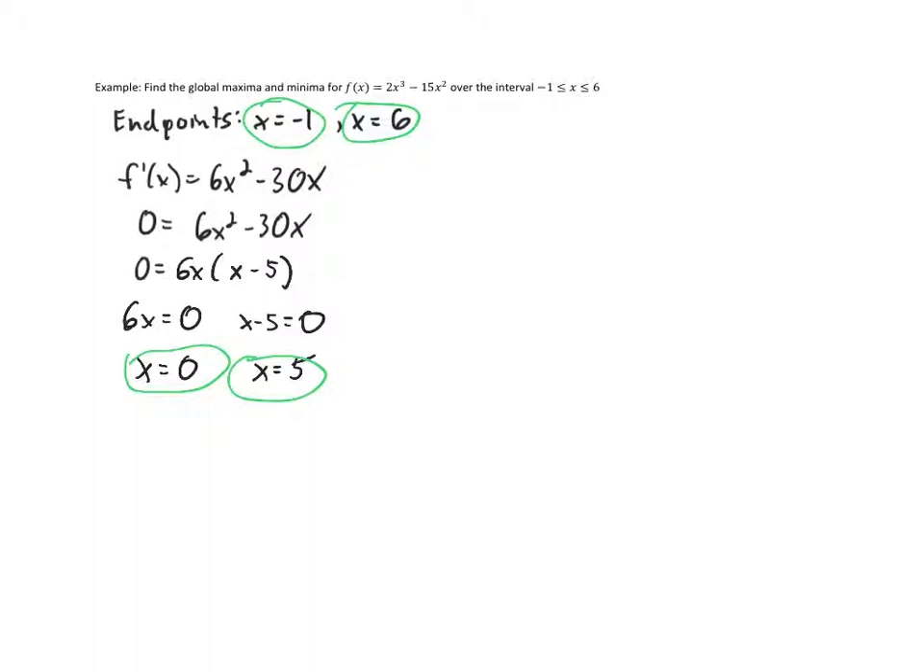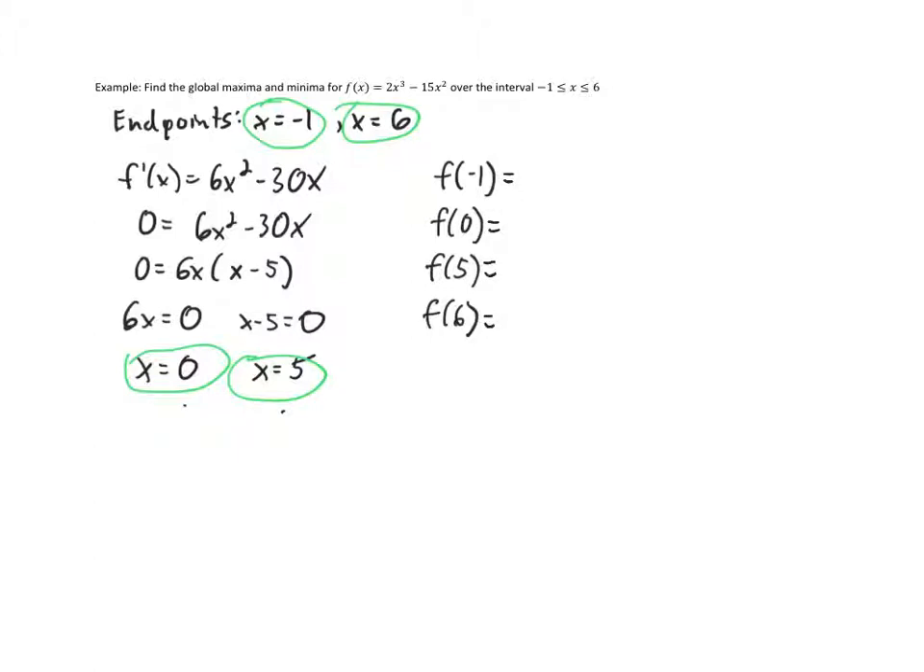So what we want to do is plug all those back into the original function. So now these are the possible inputs. We want to look at the outputs and see what in fact are the greatest and smallest values. So I'm going to look at the original function f, and I'm going to plug in f of -1, f of 0, f of 5, and f of 6, my 4 possible places for global max and mins. And we're going to look at those values and see what they come out to be.